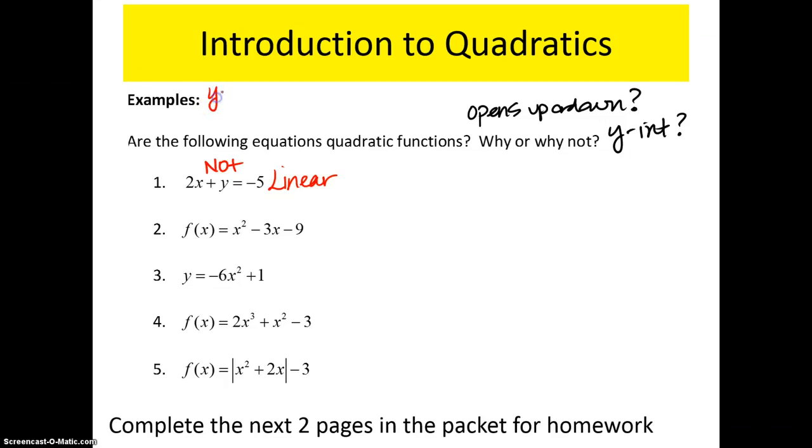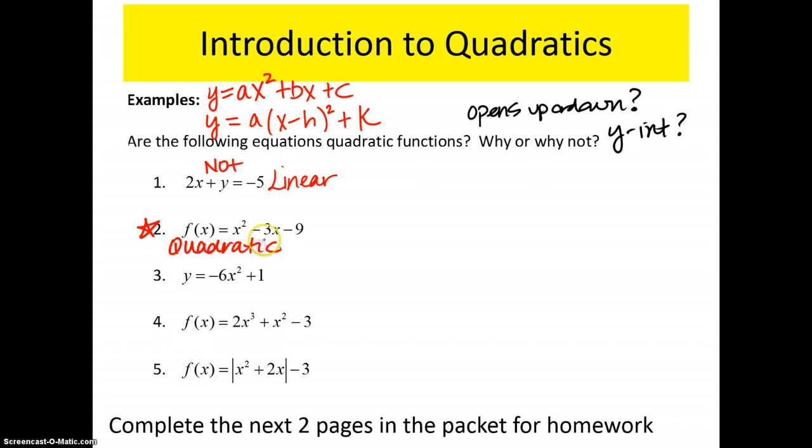So our quadratics right now are in the form y equals ax squared plus bx plus c. We've also seen quadratics in vertex form, which is a times x minus h squared plus k. So we always have an x squared, which we do here, which is great. So yay, number two is quadratic. Number three has an x squared, so woohoo, that is also quadratic.